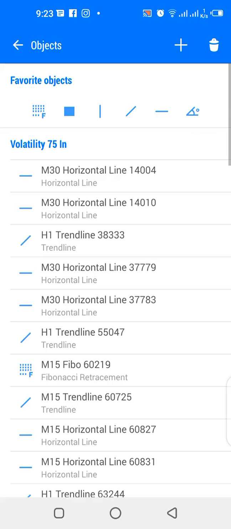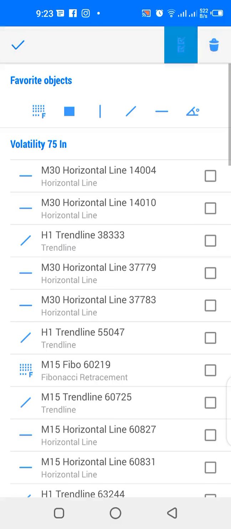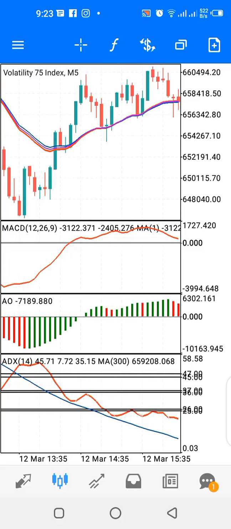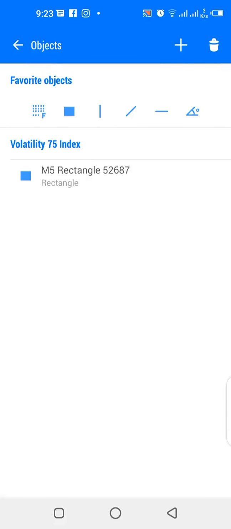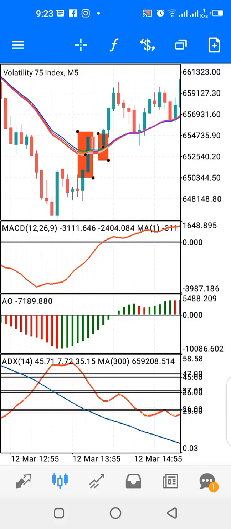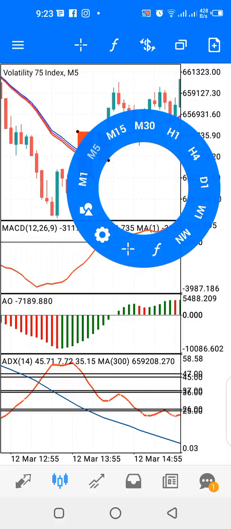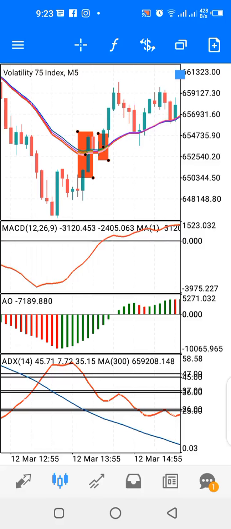Let me remove the object. Okay, I have a bullish candle lapping on the 3 moving averages around here. So this is my buy signal. And now I have another candle touching. So I'll just count 3 candles above. 1, 2, 3. So I'll place my buy trade somewhere around here.